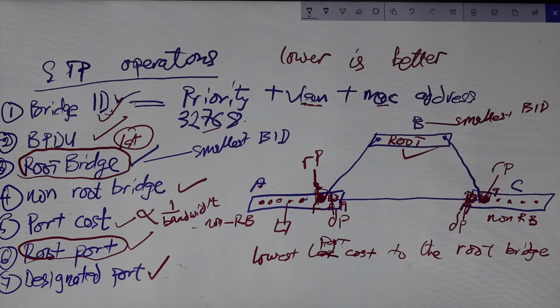STP has a decision to make. One of these designated ports must be blocked. A root port cannot be blocked. Okay? One of these ports here must be blocked.